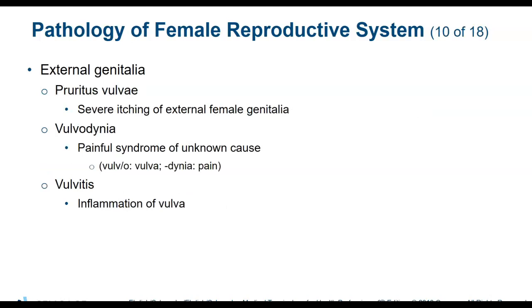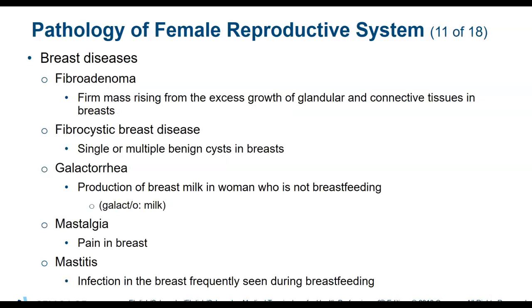When we look at the external genitalia, we have pruritus vulvae. Again, that's severe itching of the external female genitalia. And we see that a lot of times with that vaginal infection, candidiasis. Vulvodynia is pain in the vulva, and vulvitis is an inflammation. Different pathologies with breasts are going to be fibroadenoma.